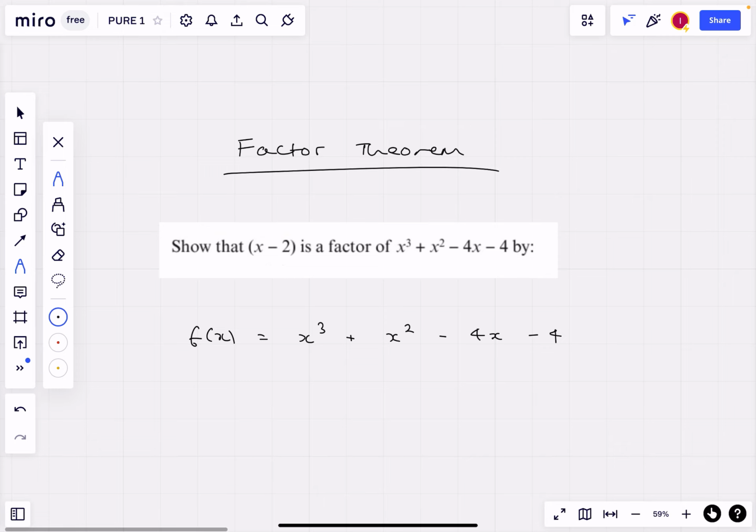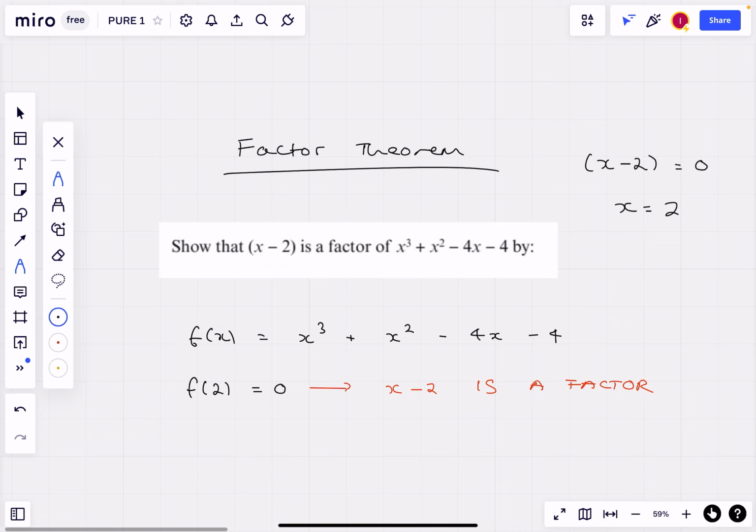Now, x minus 2 is in a bracket. Let's say if x minus 2 was equal to 0, what would x be equal to? 2. Now, if x minus 2 is a factor, then f(2) has to be equal to 0. So all you're going to do is substitute it in.